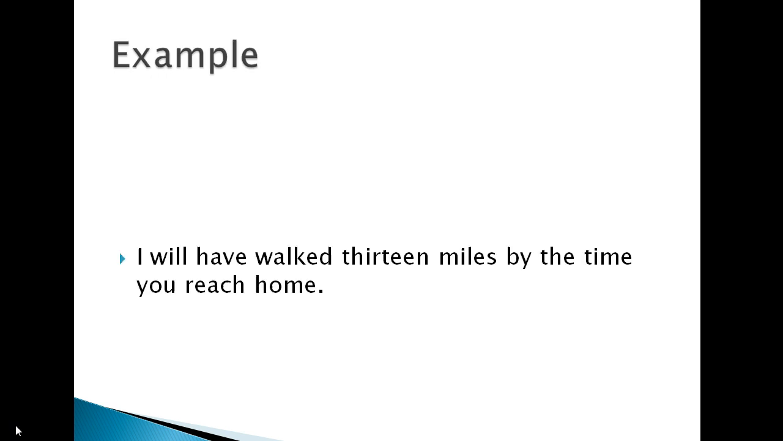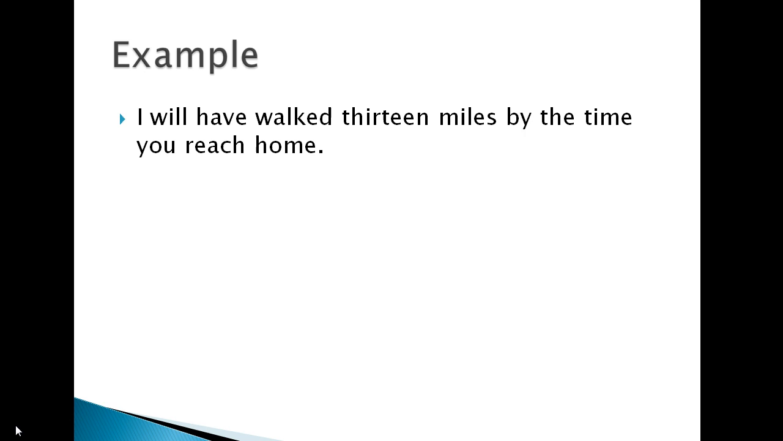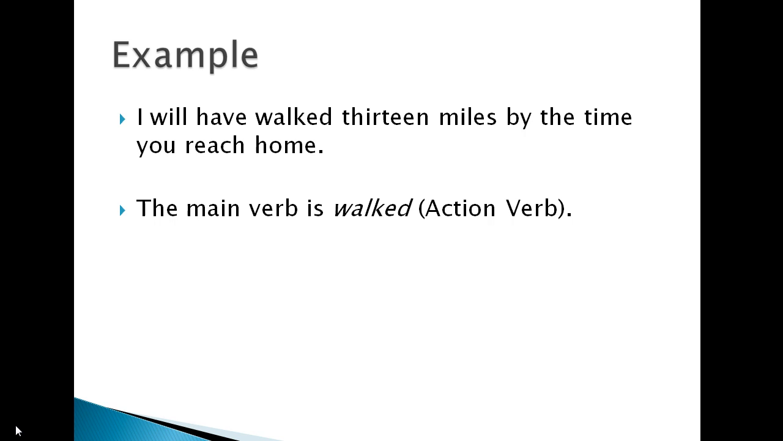Our first example. I will have walked 13 miles by the time you reach home. The main verb in the whole sentence is actually the word walked. That's definitely an action verb. I walked sounds okay, but there's other words in between, and it's not that common if it's other than a prepositional phrase to have words between the simple subject and the verb.